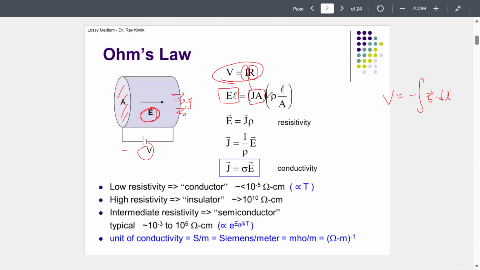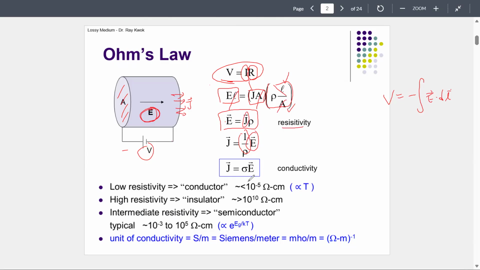And the resistance is defined by the intrinsic resistivity of the material times the length of this conductor divided by the cross-section, right? Then you cancel all the common factors, and you come up to this. And this is basically Ohm's law in a vector form. If I rewrite it, J is equal to 1 over rho times E, where rho is the intrinsic resistivity of the material.